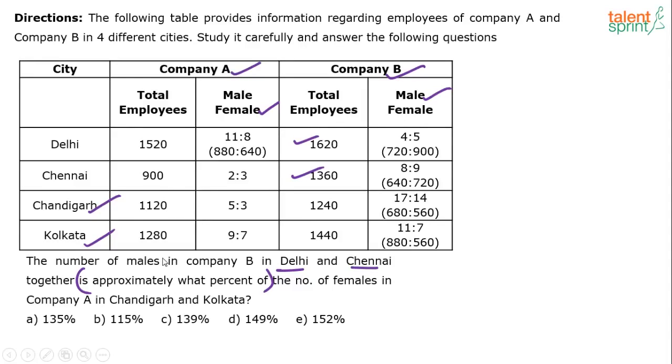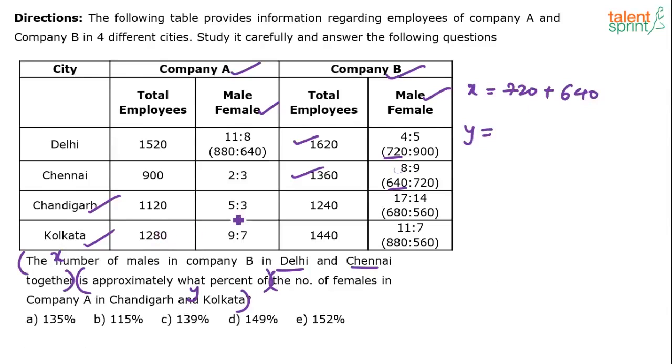So let's do the calculation. X is the number of males in company B in Delhi and Chennai together, and the number of females in company A in Chandigarh and Kolkata is Y. So X is males in Delhi and Chennai. By the way, we have already calculated this in the previous questions. This is 720, this is 640. So take the sum of those two. Or you can take it as 4 by 9 into 1620, 8 by 17 into 1360. You will get the required answers. So it should be 720 plus 640. Even if these values are not available, you know how to do the calculation.